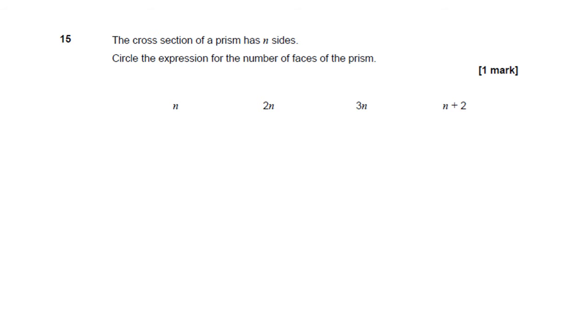Question 15. The cross-section of a prism has n sides. We need to circle the expression for the number of faces of the prism. So if we think about how a prism is constructed, the cross-section is the n-sided polygon at each end of the prism. For each of these polygons, each side is connected to the same side on the other polygon by a face. So we're going to have as many faces going around the prism as we've got sides on the polygon, and we've got the two polygons themselves. So the number of faces is going to be n plus 2.